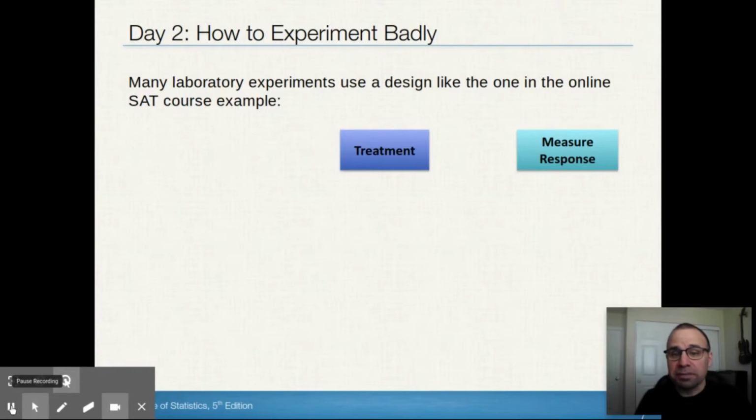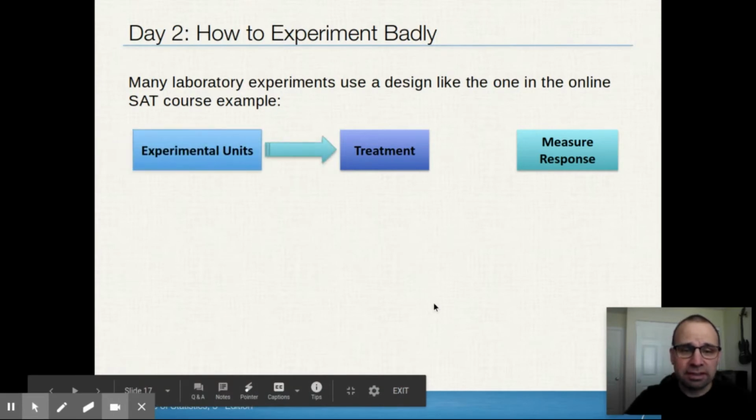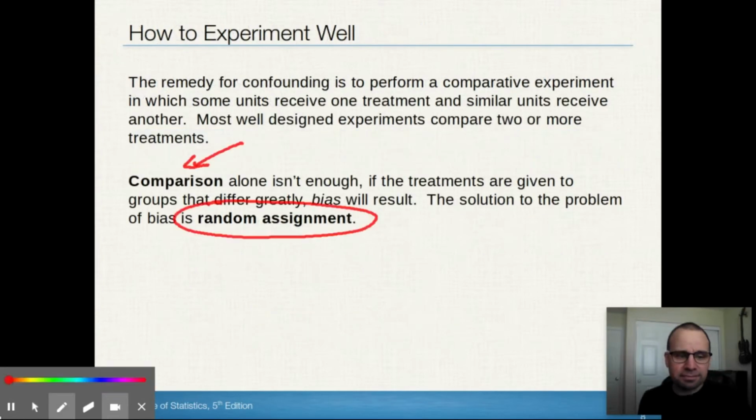Many laboratory experiments use a design like the one in the online SAT course example in your book. Experimental units lead to treatment, lead to a measured response. However, when you are outside the lab, badly designed experiments can often yield worthless results because of confounding. Too many other variables might be doing the explaining for why something might be responding the way it is.